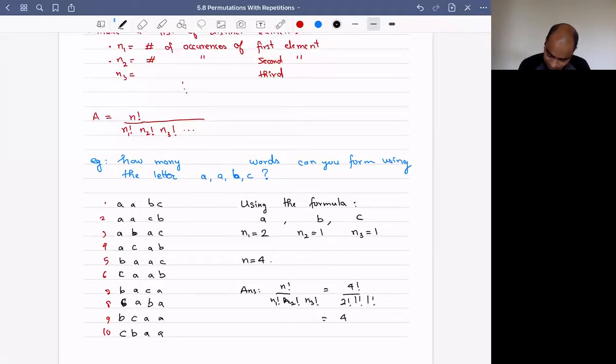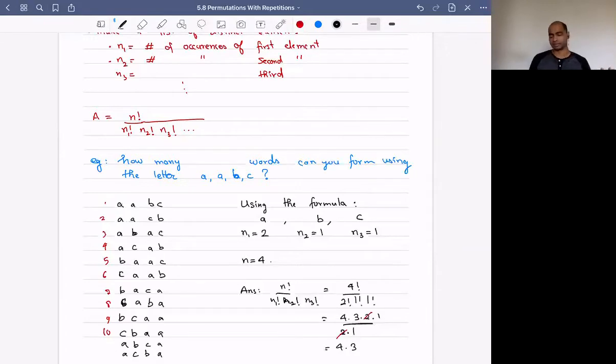And that is 4 times 3 times 2 times 1, over 2 times 1. And so that is 4 times 3, which is unfortunately 12. And so I missed some too. Let me see if I can find them here. A, B, C, A, A, C, B, A.